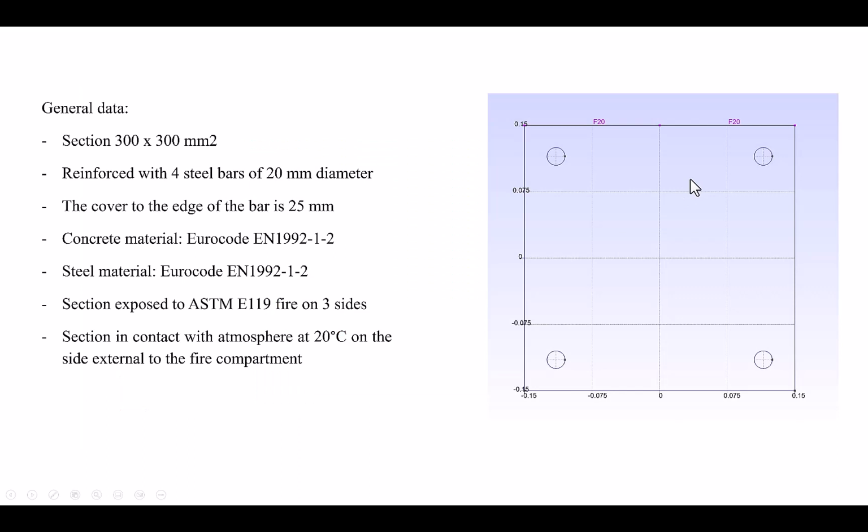In this problem, the column is a square 300 mm by 300 mm reinforced concrete column with 4 corner bars of 20 mm diameter. The material properties of both concrete and steel follow the laws of Eurocode 2 part 1.2. The section is exposed to fire on 3 sides. The model will be created using the graphic preprocessor GmSAFIR. We will now move to GmSAFIR for creating the model.